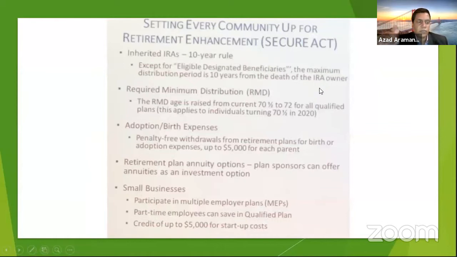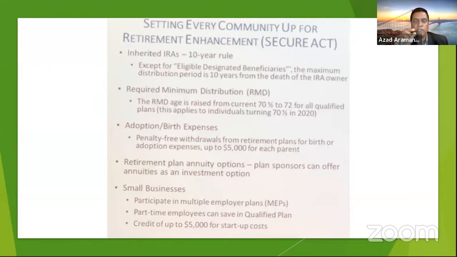Now, before we complete this, there is one important thing that I would like all of you to be aware of. That is what is called the SECURE Act. That is setting every community up for retirement enhancement. It's a beautiful acronym, SECURE Act. A couple of very important items. Everybody should be aware of it. There are lots of things, but the topmost two, read this.